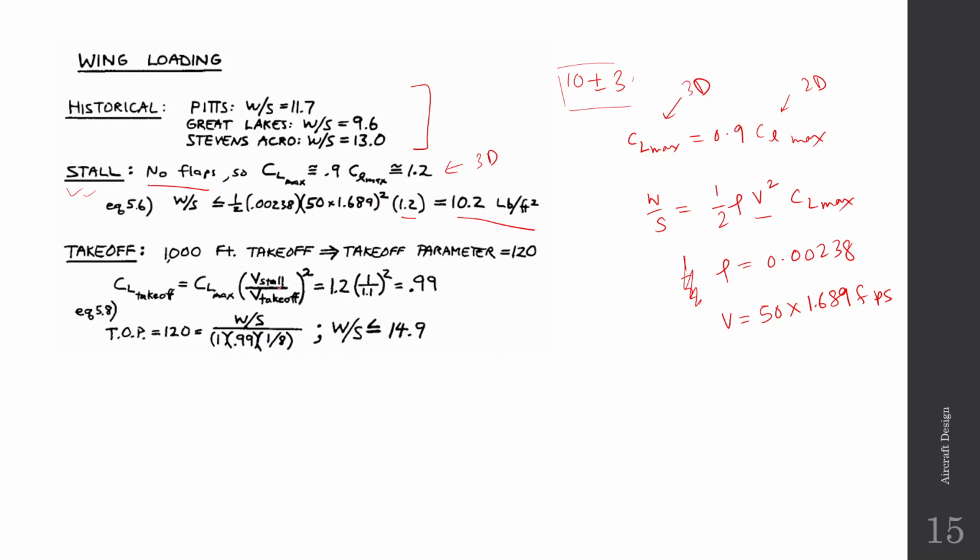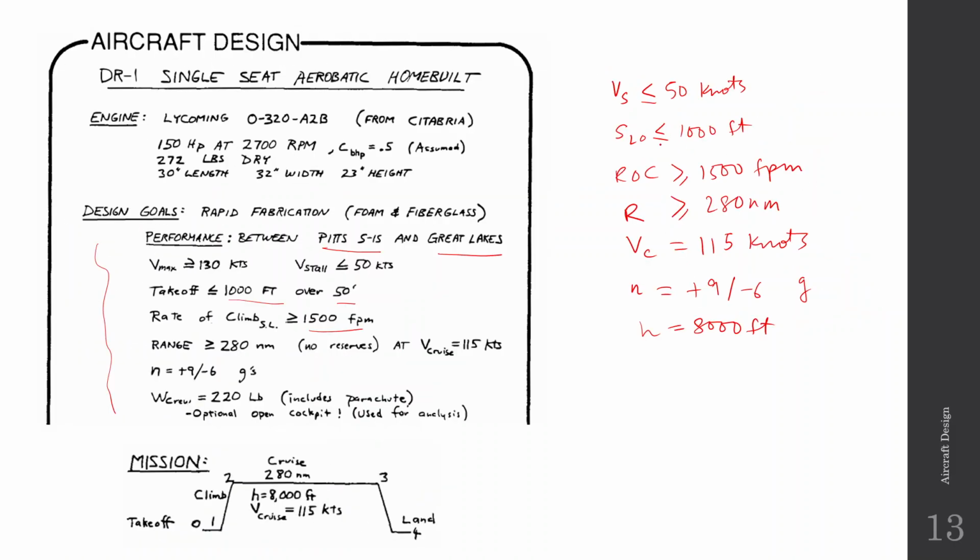Now for takeoff condition, first he has calculated the takeoff parameter. You can calculate it using the historical data. The takeoff distance is 1,000 foot, and he is using the 50 foot obstacle limit, and this is a single engine propeller aircraft.